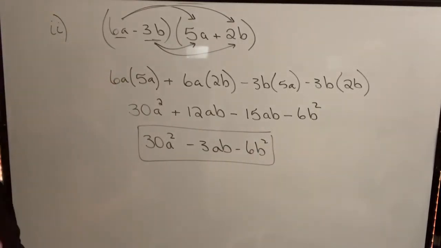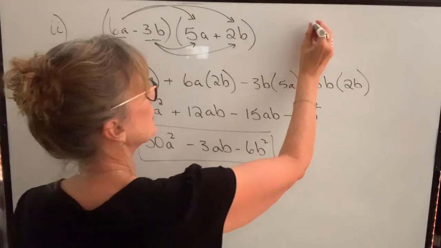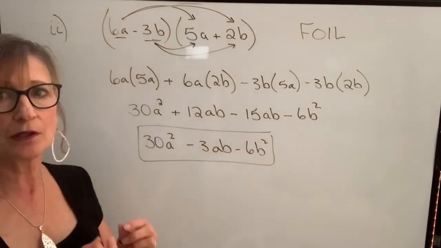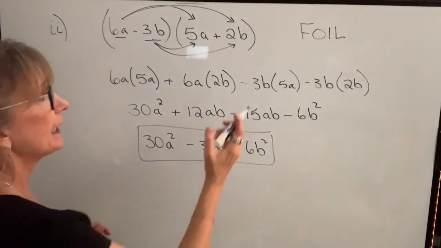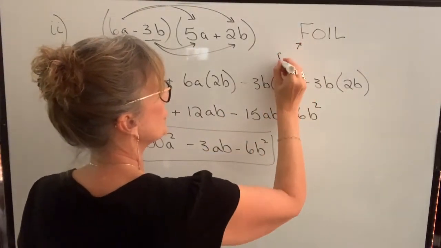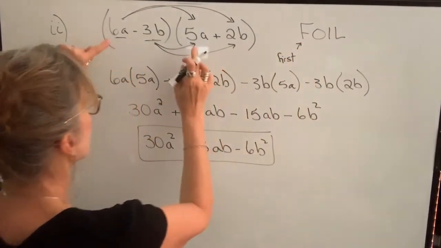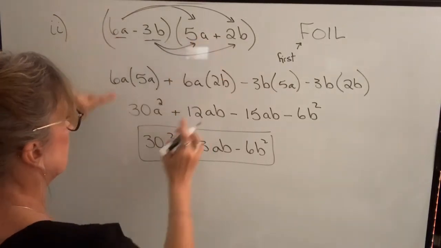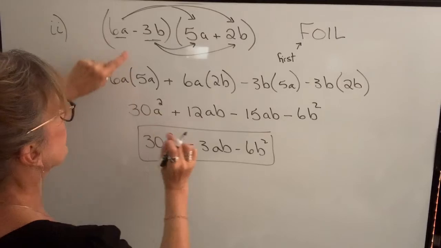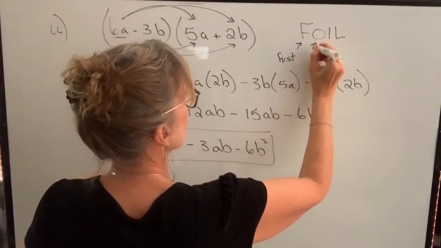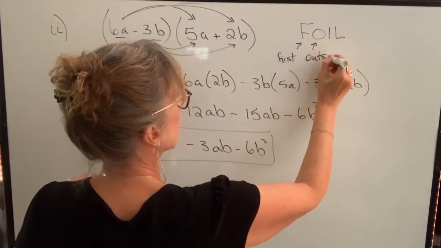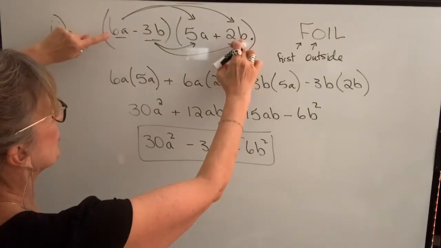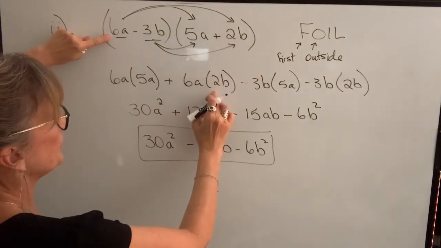Now a lot of teachers will teach this method calling it FOIL, and it's specific to a binomial times a binomial. And this refers to first, so I took my first term in each binomial and multiplied to get this. Then O refers to outside. So this is outside and this is outside. So we multiply 6a times 2b.